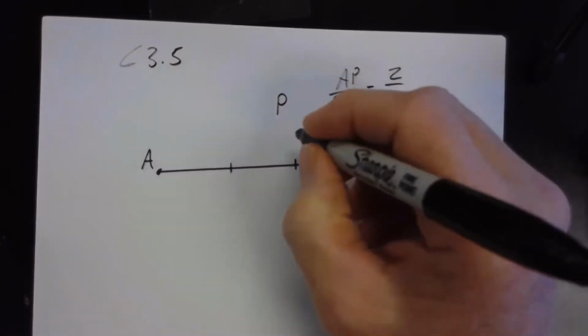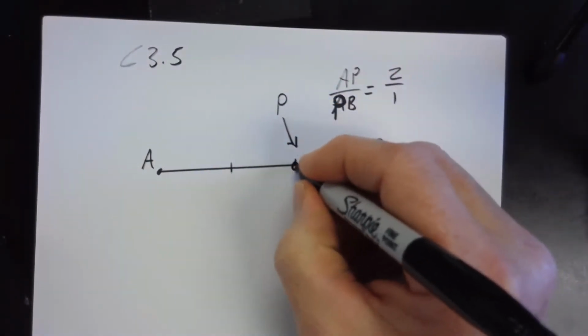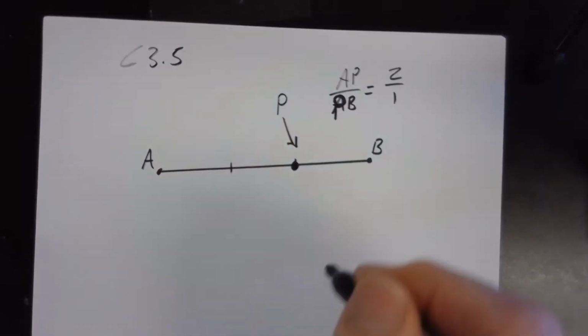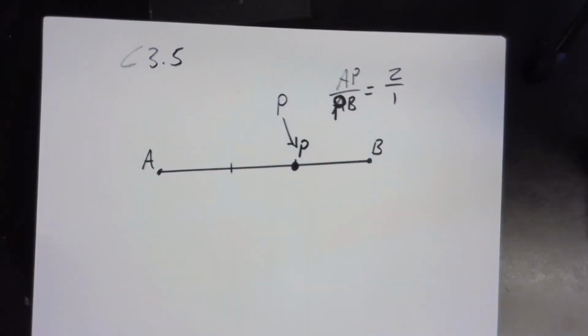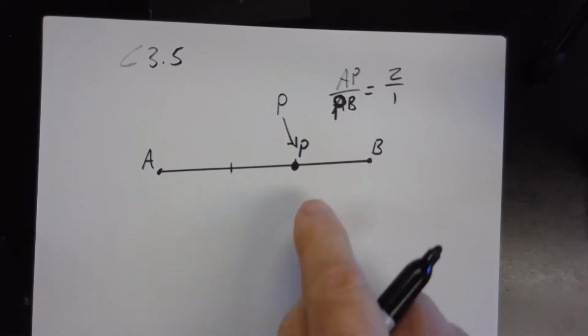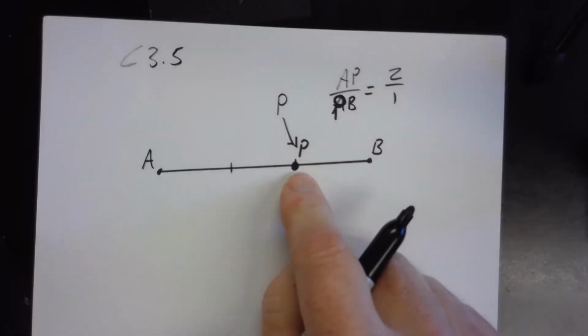Okay, if I put point P right there, then AP is 2/3 of the segment, and PB is 1/3 of the segment, or P is 2/3 of the way along, right? Does this make sense? Okay.